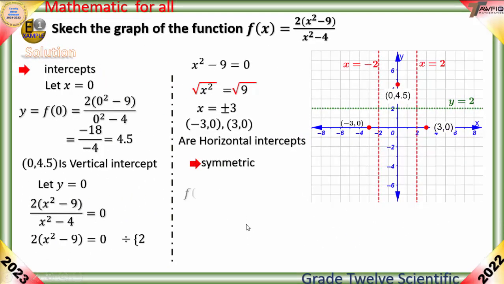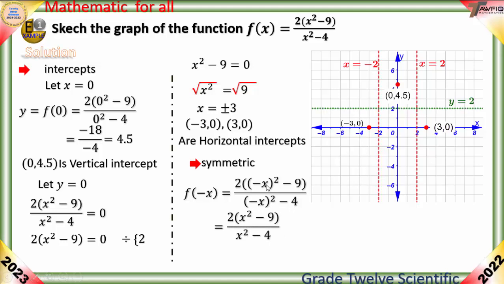Symmetry. Find f of minus x, which is equal to 2 times minus x squared minus 9 over minus x squared minus 4. It equals, because minus x squared is x squared, 2 times x squared minus 9 over x squared minus 4. As you can see, this is the value of the function. So it is equal to f of x. That means f of minus x is equal to f of x. So f of x is symmetric with respect to the y-axis.